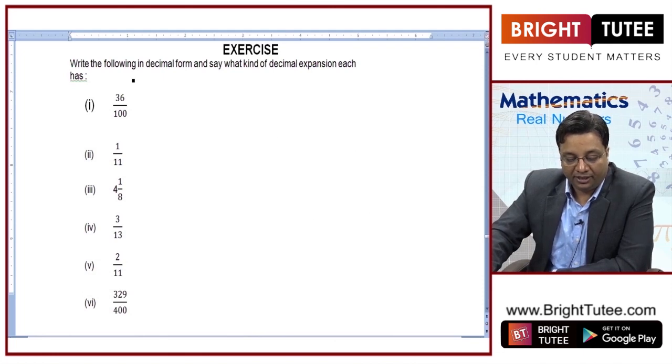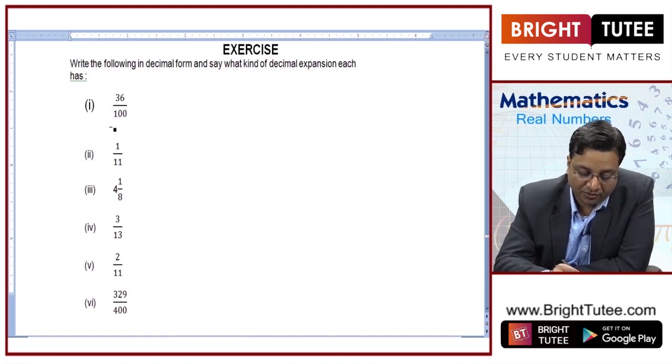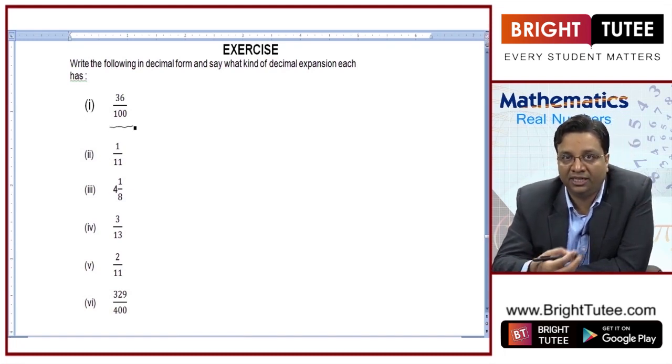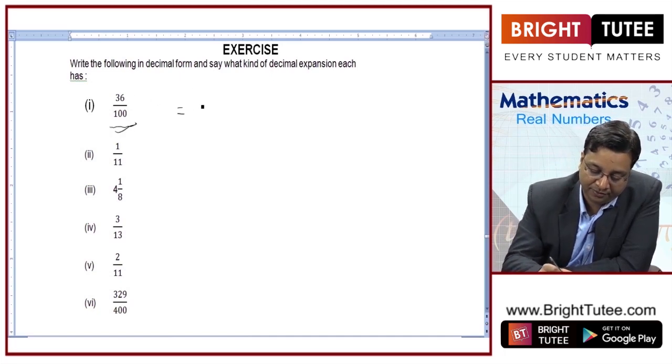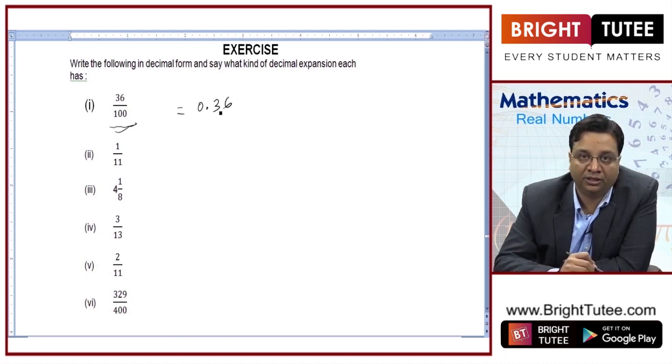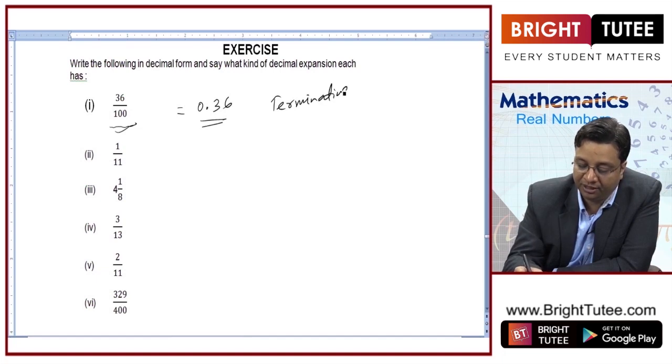Write the following in decimal form and say what kind of decimal expansion each has. So, the first thing that you can do is divide these numbers using the long division method, otherwise you know that 36 by 100 means 0.36 itself. So, it is a terminating type of decimal expansion.